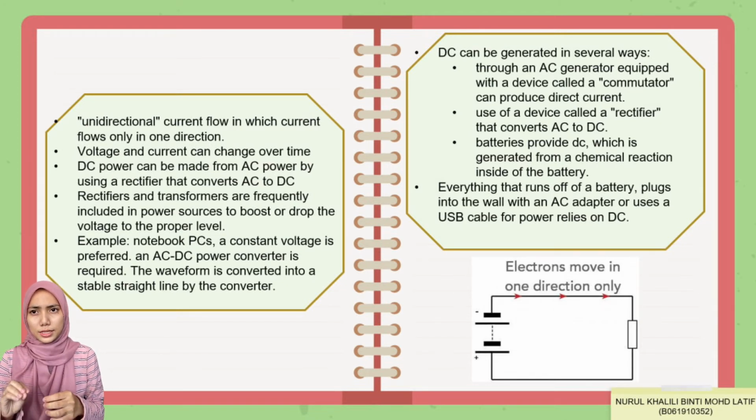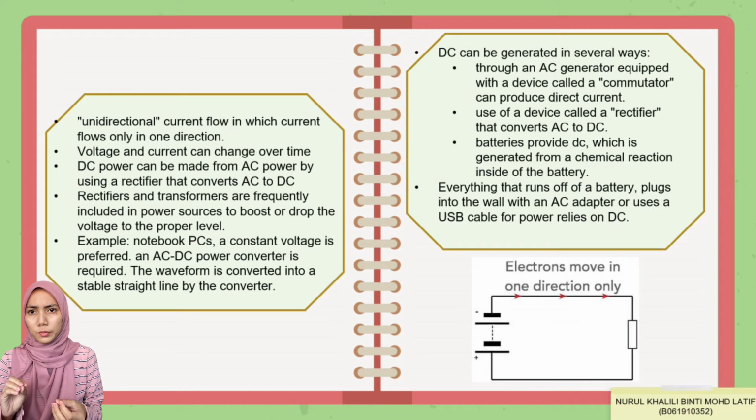So basically, DC can be generated in several ways. First is through an AC generator equipped with a device called a commutator that can produce direct current. The second is use of a device called a rectifier that converts AC to DC. And the third is batteries provide DC, which is generated from a chemical reaction inside of the battery.